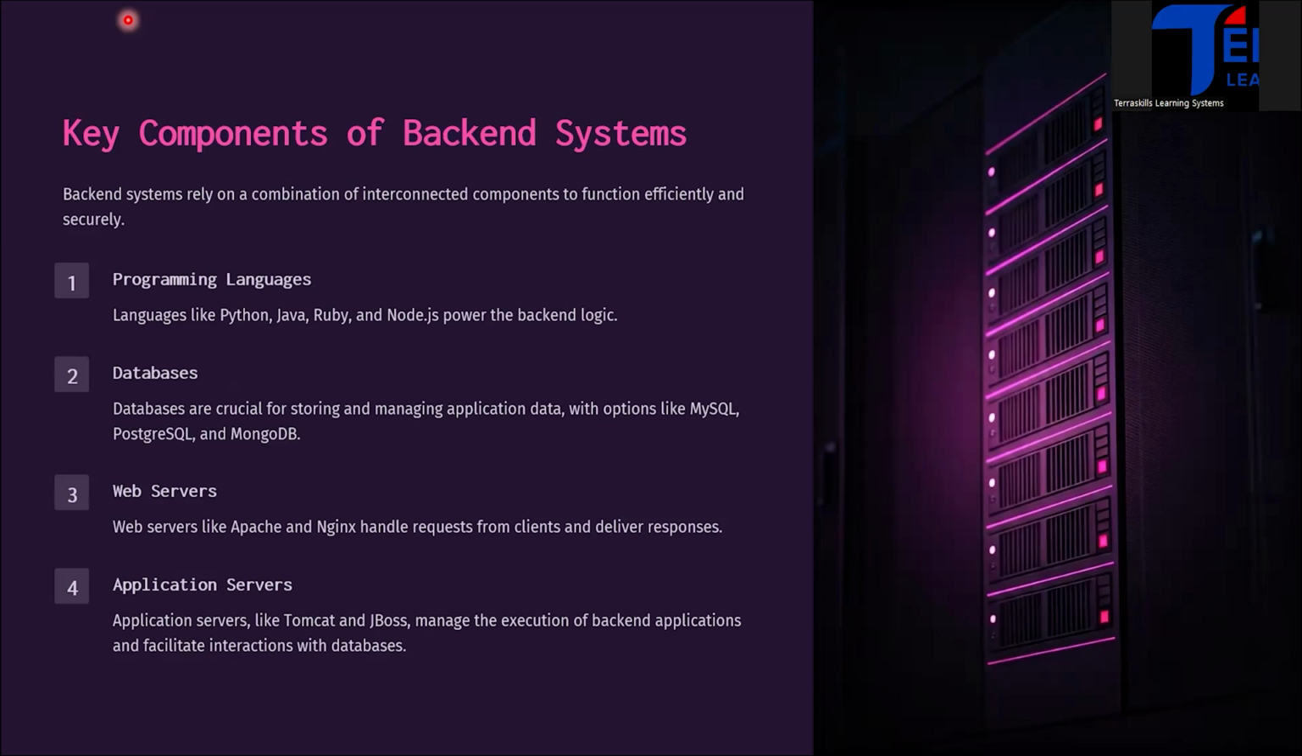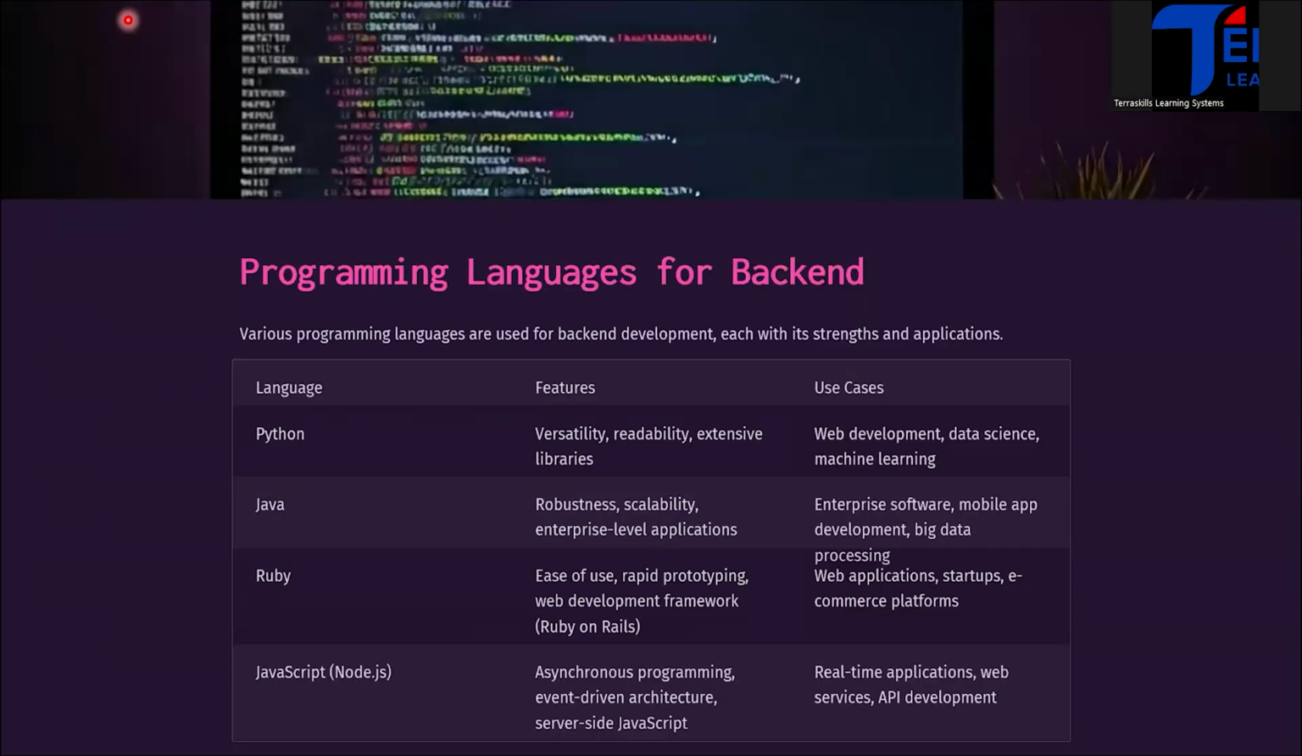The next one is web servers. So what are web servers? Web servers like Apache and Nginx handle requests from clients and deliver responses. The next one is the application server. Application servers like Tomcat and JBoss manage the execution of backend applications and facilitate interactions with databases.